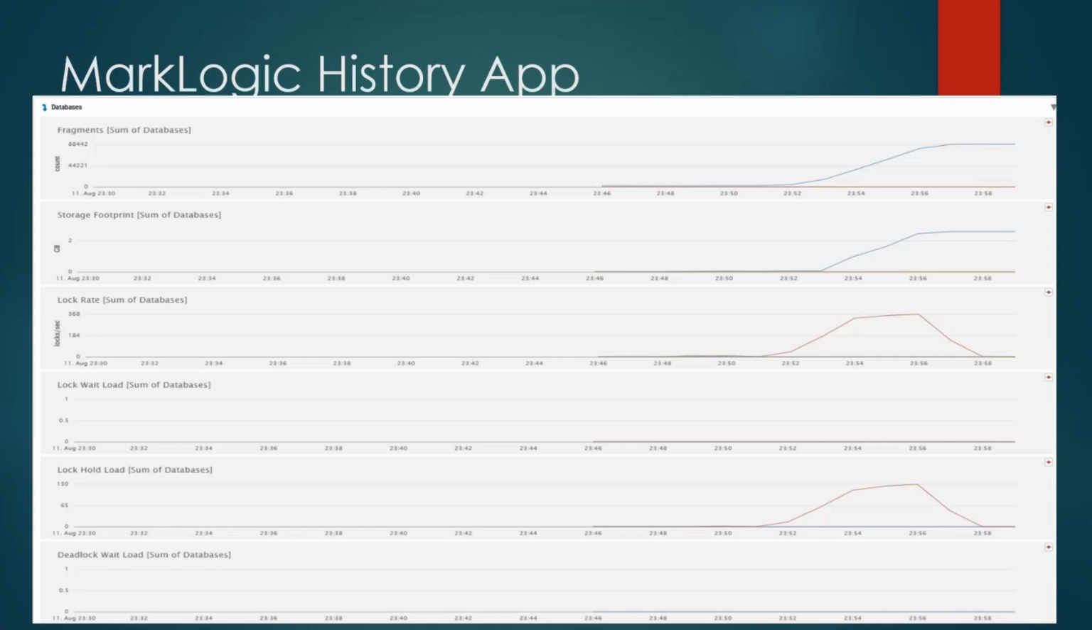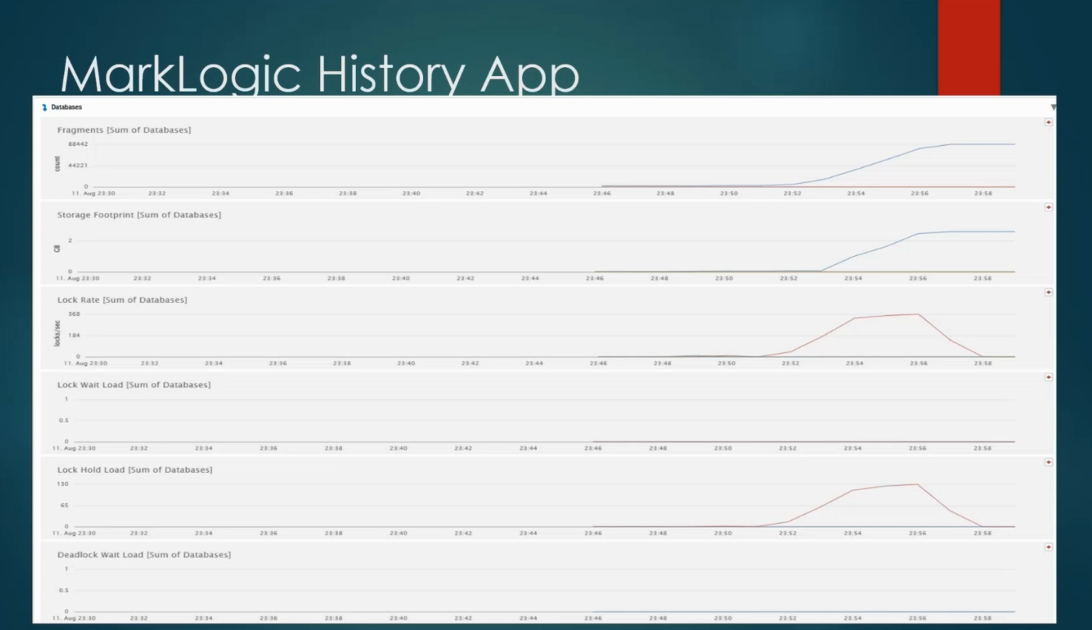The lock hold load, you'll notice that graph is very similar to the lock rate. Lock hold load tells us how long a lock is being held once it's taken. So it makes sense that it parallels the other one, right? We get a lock, we write the document, we release the lock, done. Doesn't hold on to them for long. If you've got a longer running process, you can imagine that graph stretching out after the locks have been taken.